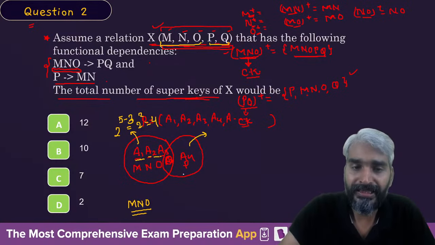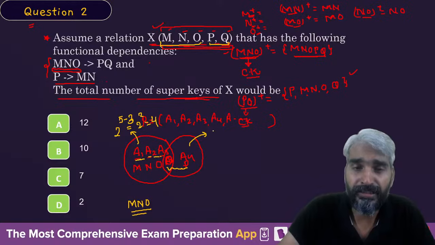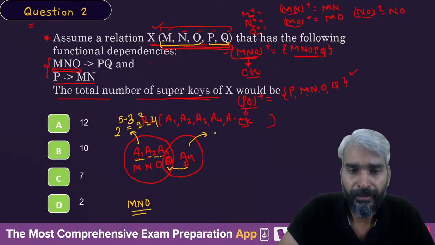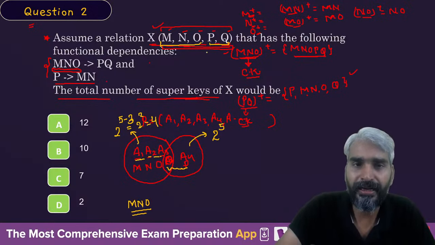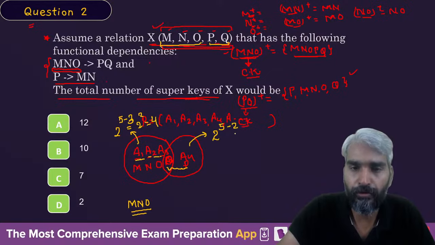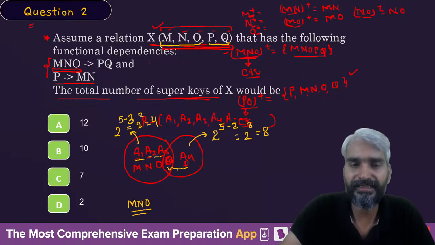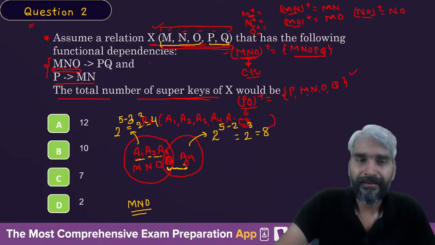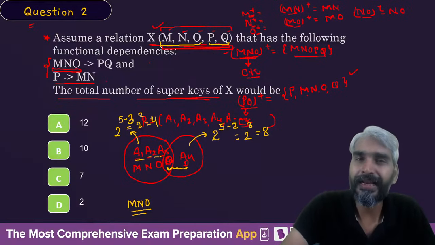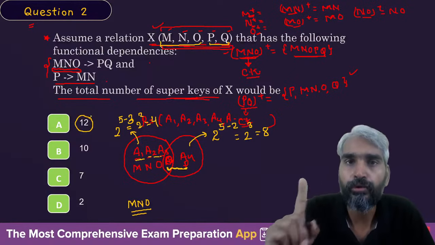How many super keys are possible with respect to O and P? The super keys which are possible with respect to O and P will be 2 raised to the power, 5 attributes were there in the relation, and out of them 2 are being used, therefore 2 raised to the power 3, that is 8 super keys are possible with P and O. Now, so total there are 8 plus 4, so 12 super keys are possible.